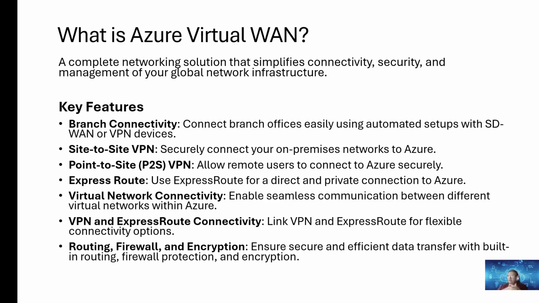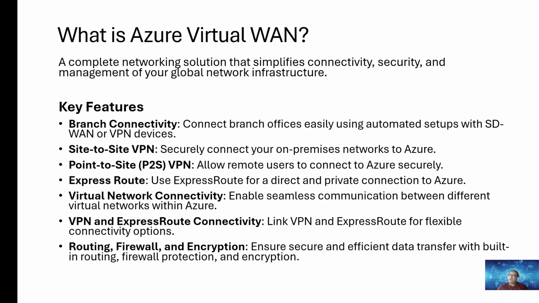Site-to-site VPN, yes, you can securely connect your on-premise networks to Azure. Point-to-site VPN is supported here, which will allow remote users to connect to Azure securely. ExpressRoute. You can have a direct private connection from your on-premise location to Azure using an ExpressRoute circuit. Unlike site-to-site VPN, which provides secure access between on-premise and Azure over the public internet, ExpressRoute will provide a secure direct line privately between your on-premise and Azure.